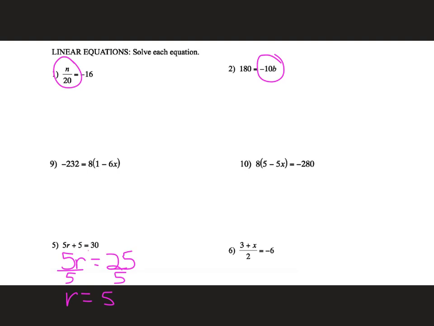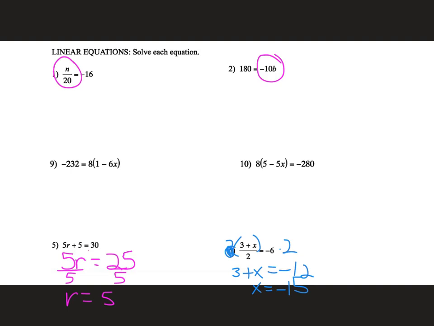Number 6 has a fraction there, so I'm going to address that just because I know some of you will find that a little bit scary. So go ahead and multiply both sides by 2, because fractions mean division, so we want to undivide, which is multiply. Multiply both sides by 2, so 3 plus x is -12. And then we're going to go ahead and subtract 3 from both sides, and we get -15.